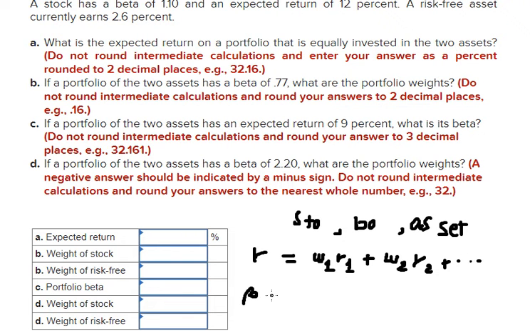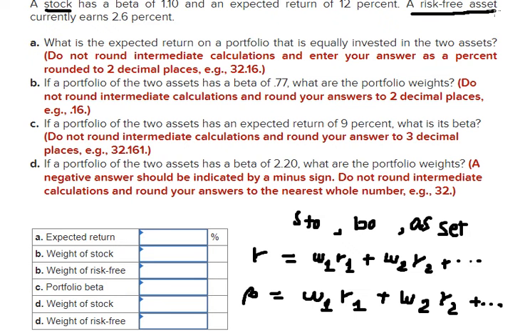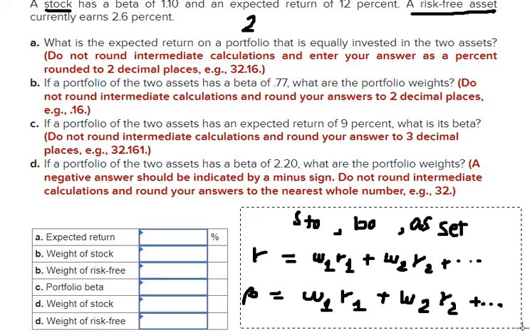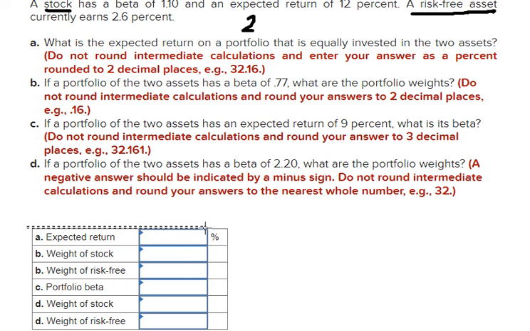For beta, we have the formula here: the weight of number 1 multiplied by beta of number 1, then the weight of number 2 multiplied by beta of number 2, and so on. In this case, we have only the stock and a risk-free asset. That means we have only two assets. So we can calculate the first one, the expected return.